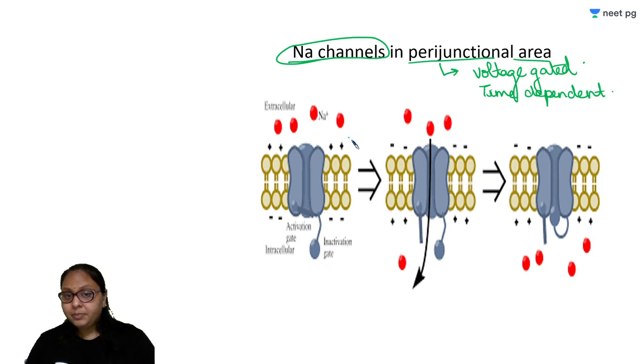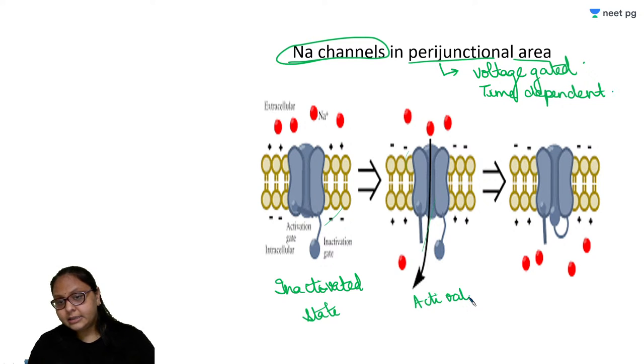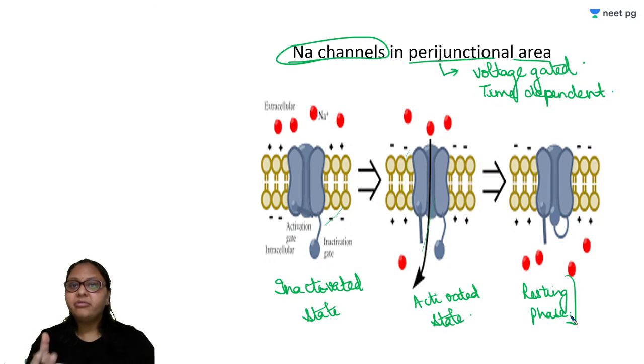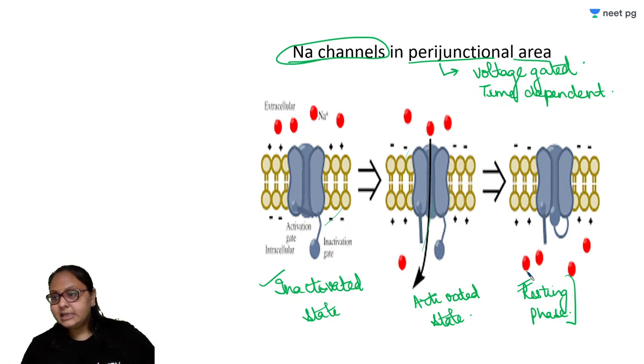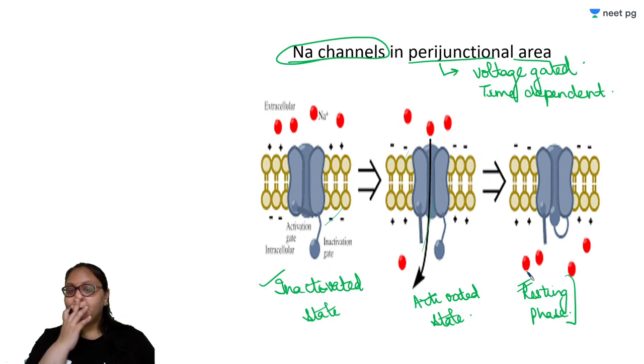Usually they are present in the closed state. When the impulse traverses and a membrane potential is generated, they open up. There is influx of sodium, and this is the activated state, which causes depolarization of the membrane. Then they enter the inactivated state, when no sodium is coming in, and then the resting phase, which means the refractory period. Even if an impulse comes, because they are in the resting phase, an action potential won't be generated. So the sodium channels are present in three states: inactivated, activated, and resting. Is it clear? These are the voltage-gated and time-dependent sodium channels in the perijunctional area.